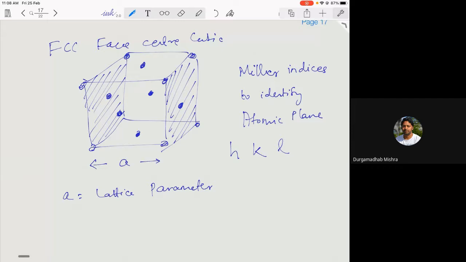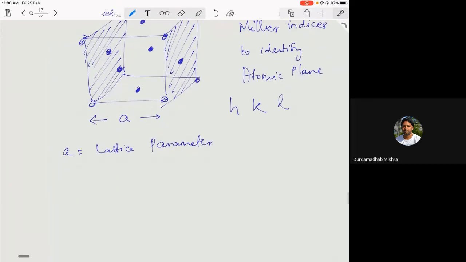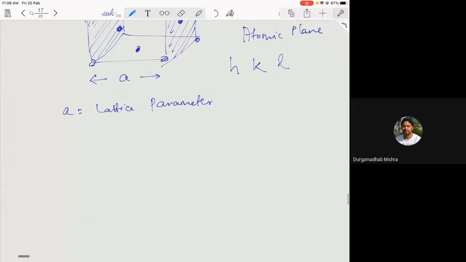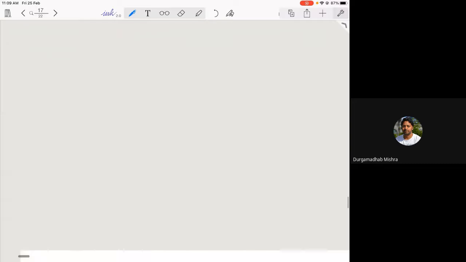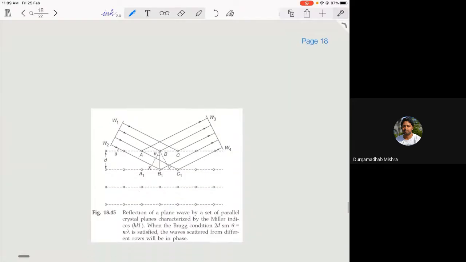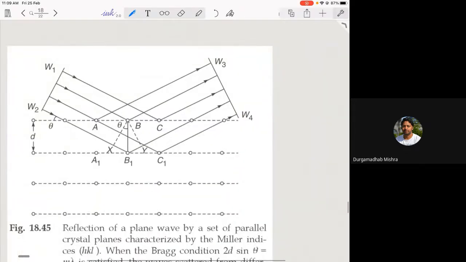because they uniquely identify the atomic planes. Now, how do we realize that it acts like a grating and there is diffraction due to that? Let's look at this picture here. This represents a set of planes which we will identify with HKL indices. I think you already know about Miller indices.